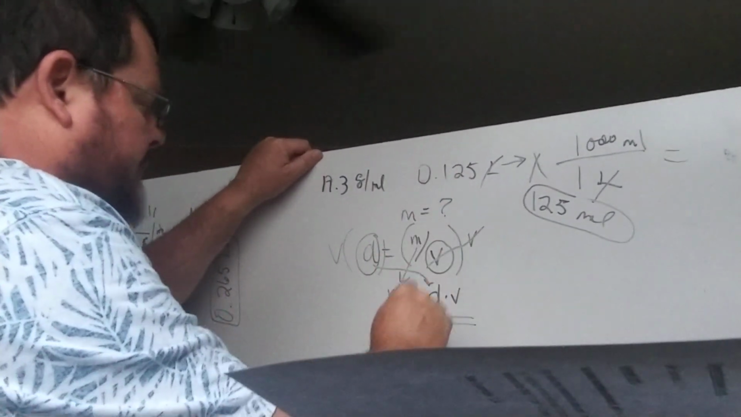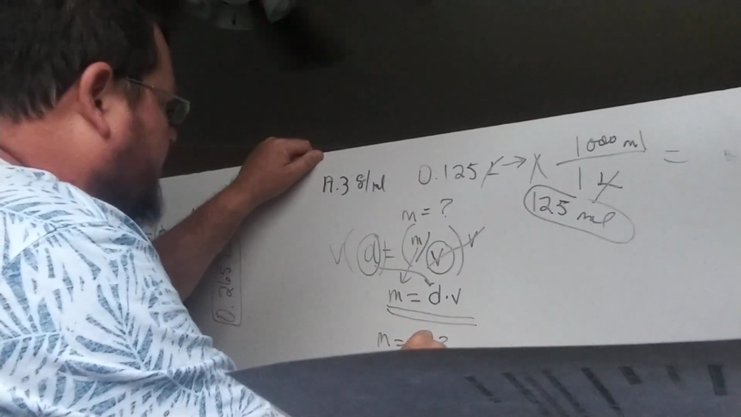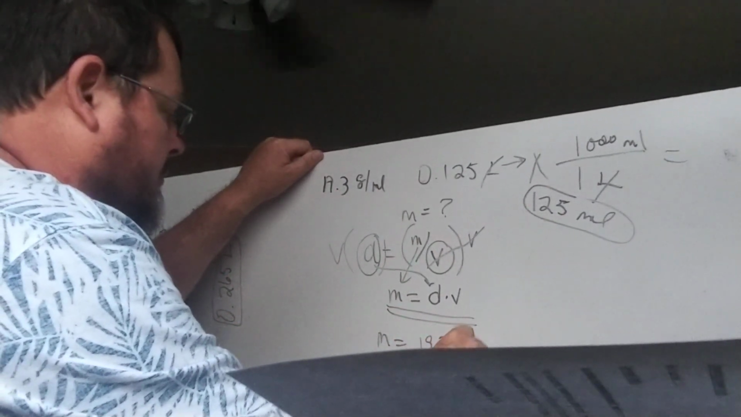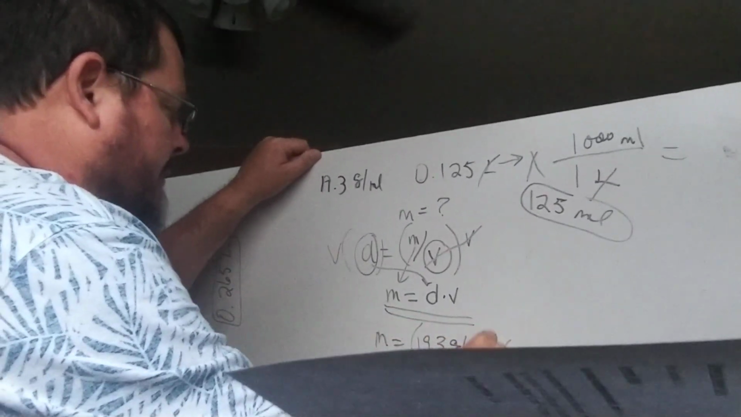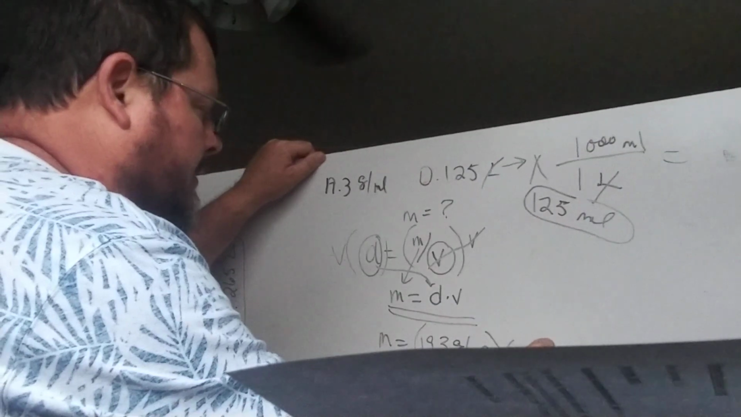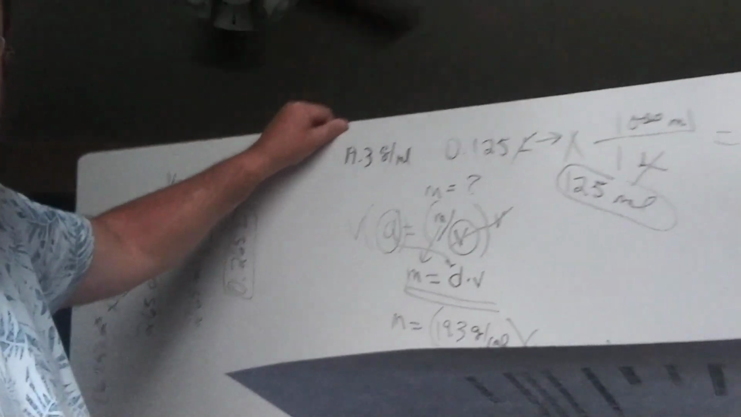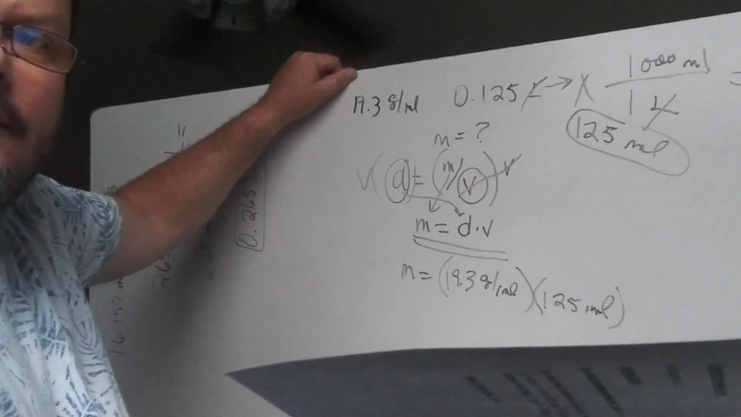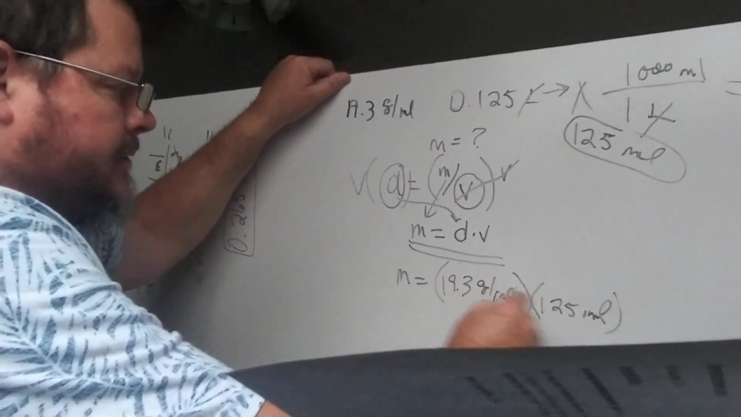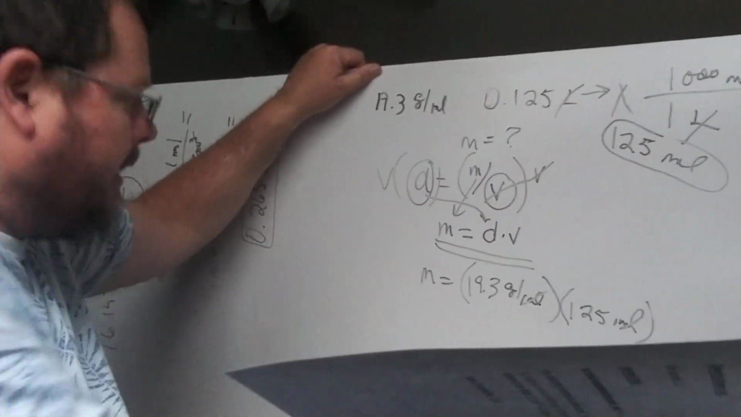Mass equals, in this case, density is 19.3 grams per mil. And I multiply that by volume, which was, I converted to milliliters, which was 125 milliliters. Right? All right. Now what happens to my mils? They'll cancel. I end up with grams. Is grams a measurement of mass? Yes, it is. So that makes sense.